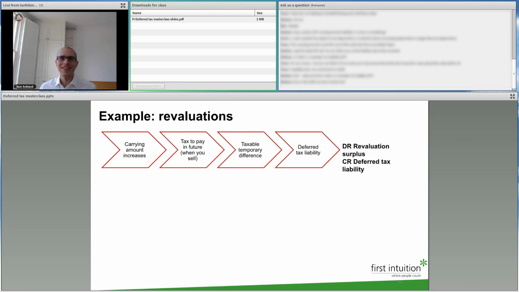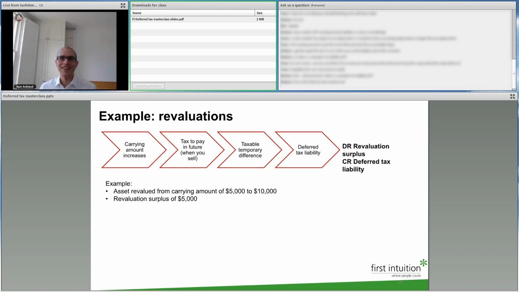Note the double entry for this one. Instead of debiting the tax expense, you will debit a revaluation surplus. So debit revaluation surplus, credit deferred tax liability.